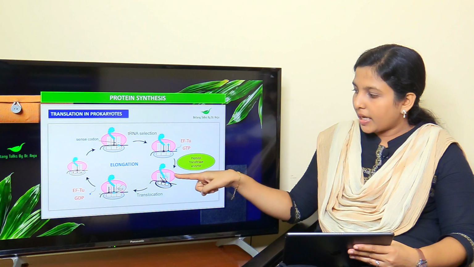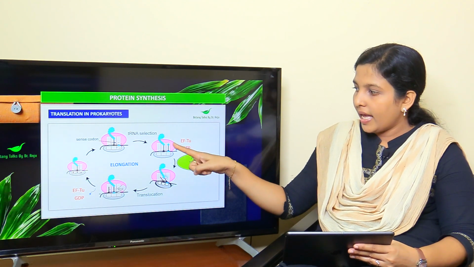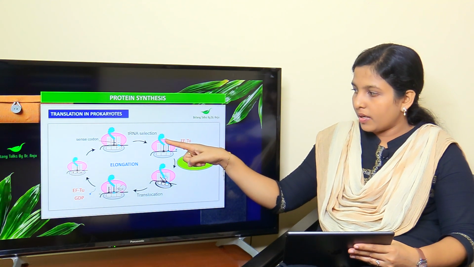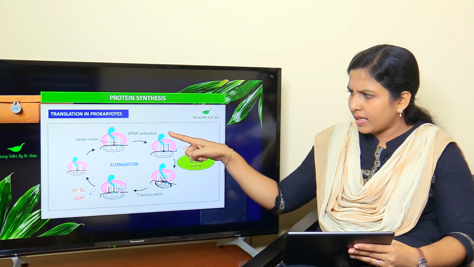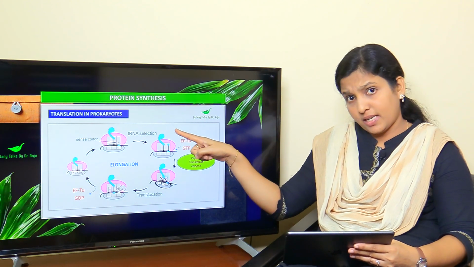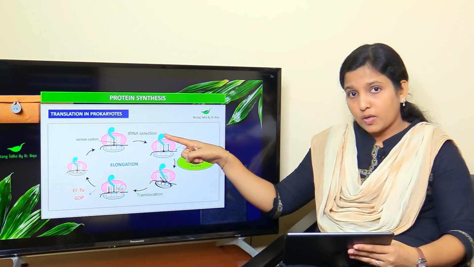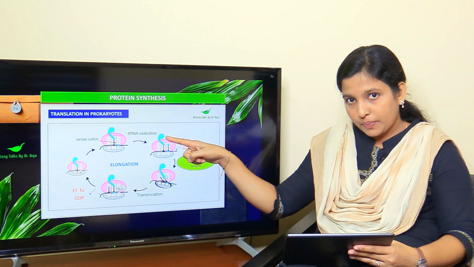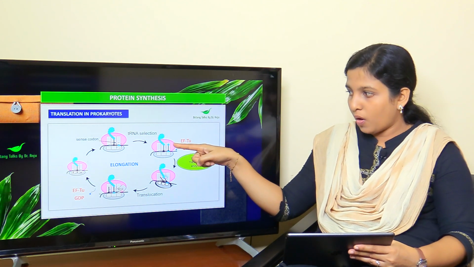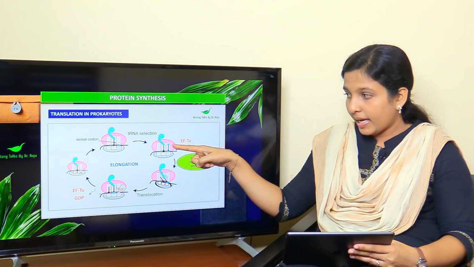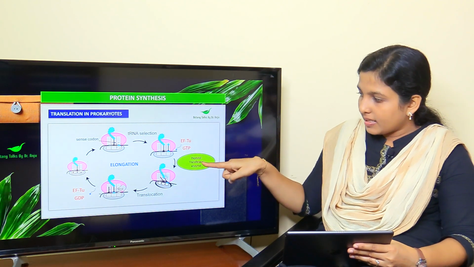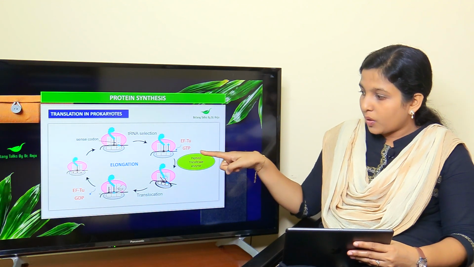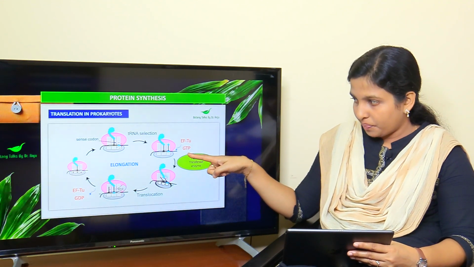Next, a peptide bond formation will occur between the amino acid at the A site and the amino acid at the end of the P site. This blue represents a polypeptide chain. Here numerous amino acids are joined together. The end amino acid in this polypeptide chain will form a bond with the amino acid at the A site, and this is facilitated by the peptidyl transferase enzyme, and for this the energy is provided by a GTP molecule.